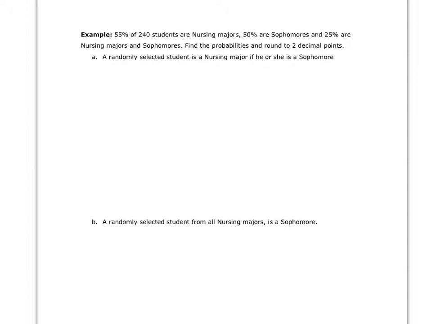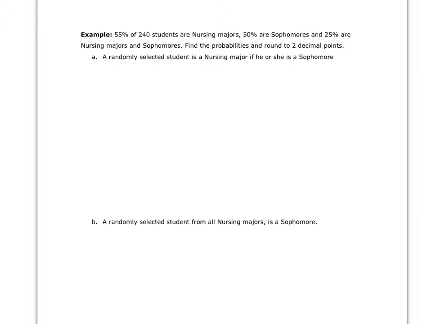Let's look at another example. This is based off this online class. 55% of the students are nursing majors, 50% are sophomores, and 25% are nursing majors and sophomores. We want to find some probabilities. A randomly selected student is a nursing major if he or she is a sophomore. So we have a little bit different wording here.